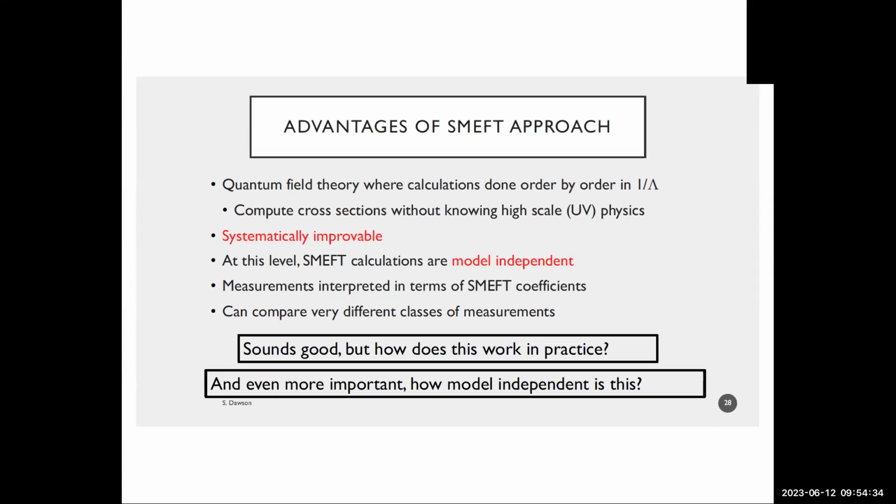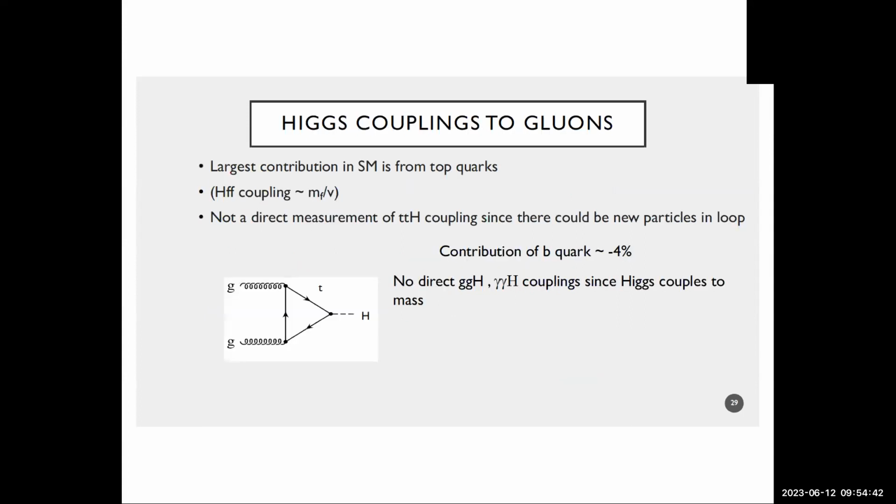You calculate in terms of all these coefficients, and then you see what you can see and you interpret your measurements. So sounds good, but does it actually work? And what's hidden in there? What are the real assumptions that should make me uneasy? Okay.